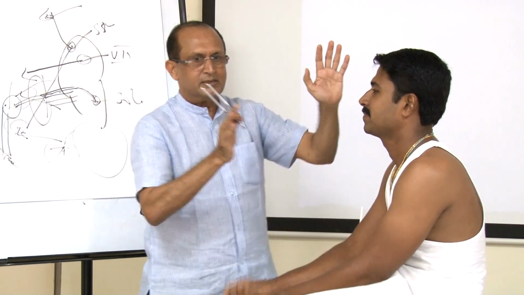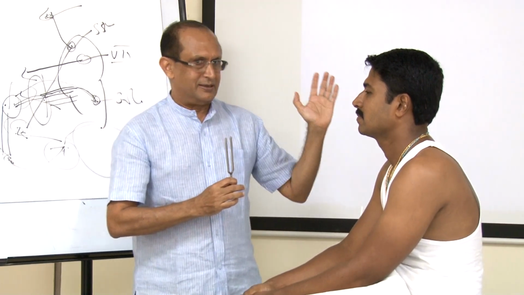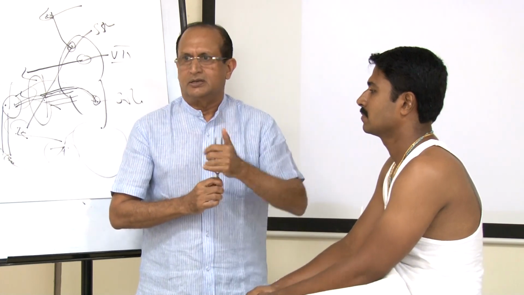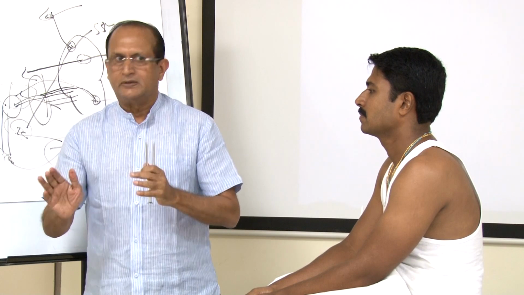Okay. So he says it is symmetrical. If it is asymmetrical, then you ask him where exactly it is better heard. If it is in the abnormal ear, then you know that is the conduction deafness. If it is in the normal ear, it is the sensory neural hearing defect.